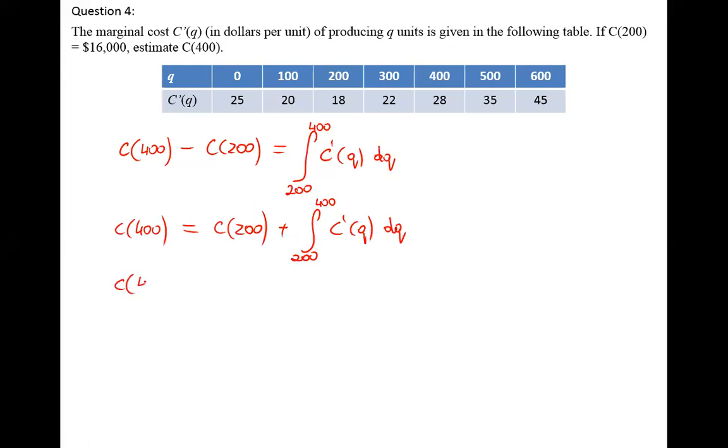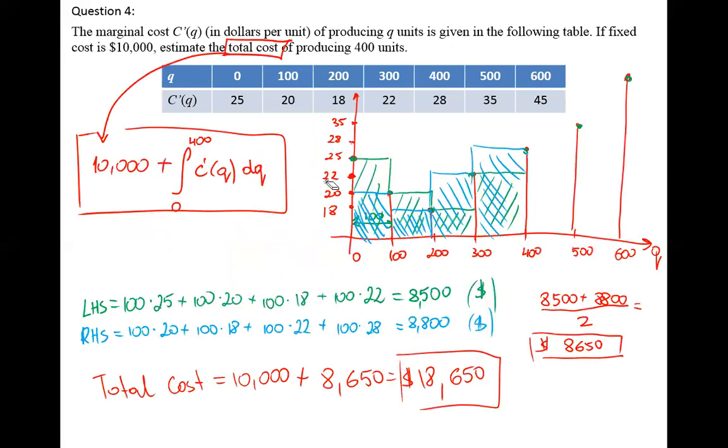Okay, that means the cost of producing 400. We simply have to put 16 because that's given. And we have to evaluate this integral. And again, we can try to do the left and the right-hand side. We can use the rectangles from the previous one. Because we will need only the cost between 200 units and 400 units. Hopefully we can see this, between 200 and 400.